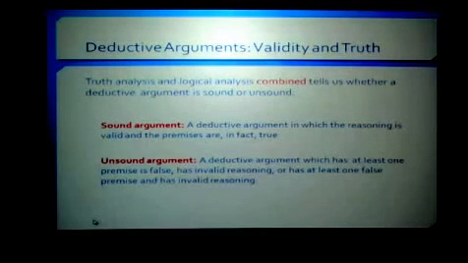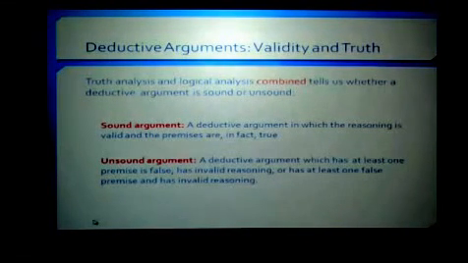In any case, an unsound argument is one in which you cannot trust the truth of the conclusion. There's something wrong with that argument in terms of either the truth of the premises or the reasoning or both, such that if you have an unsound argument, you can't accept the truth of the conclusion.